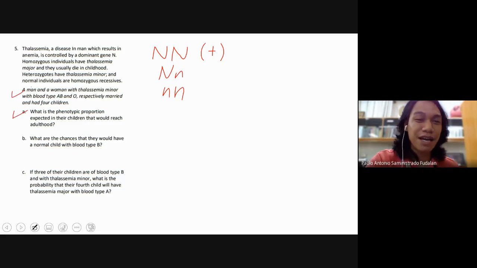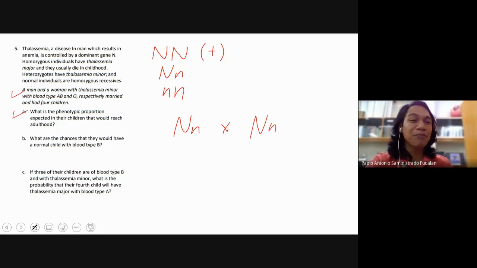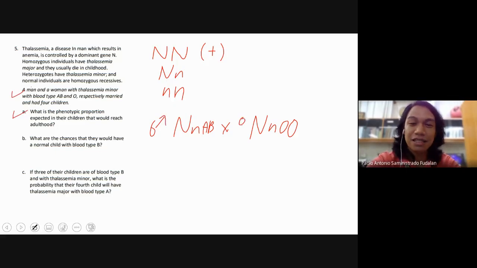So a man and a woman with thalassemia minor, meaning both are heterozygotes, with blood types AB and O respectively. So the man is AB and the woman will be OO. Okay, so this is the man and this is the woman. They're going to be crossed. They married and had 4 children. Question letter A: what is the phenotypic proportion expected of their children that would reach adulthood? Do we need to look at the blood type? Yes or no? No, sir. No, because it doesn't matter. So what dictates if the child reaches adulthood or not?